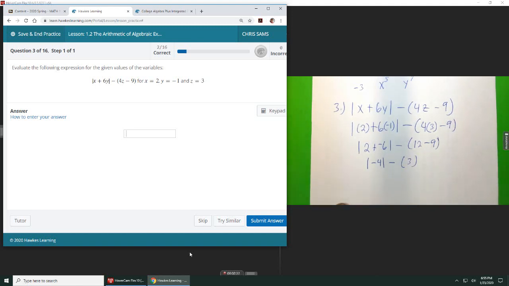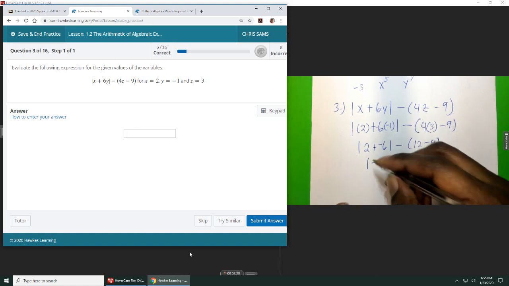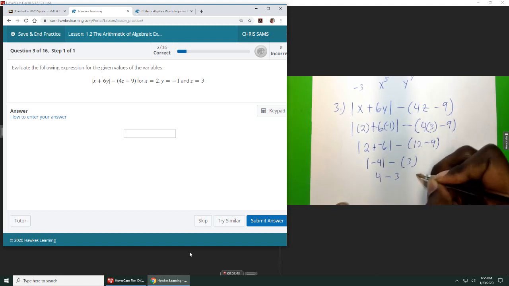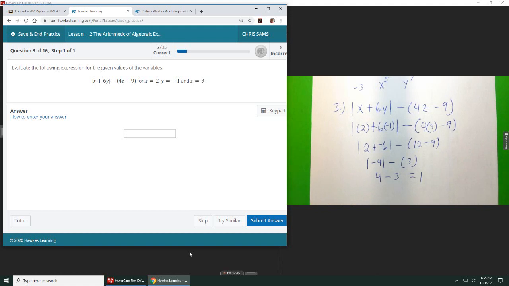Okay, absolute value takes negative numbers, makes them positive. So this becomes +4 minus 3, this equals 1. So all that works out to just 1.